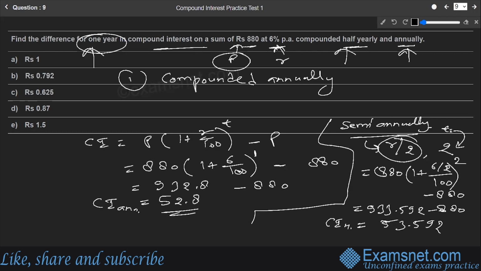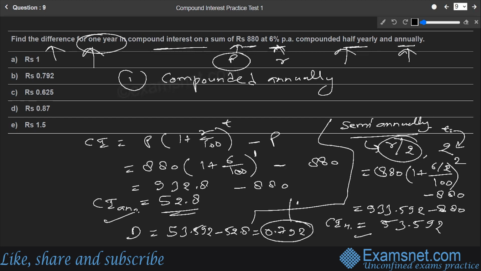They were asking us to find out the difference between compound interest annually and compound interest half yearly. If you subtract that, you're going to get the difference value as 53.592 minus 52.8, which comes out to be ultimately 0.792. So that is the difference that they were asking for. The difference is 0.792, which is available in option number B and is the right answer.